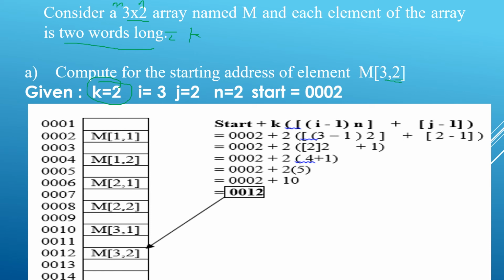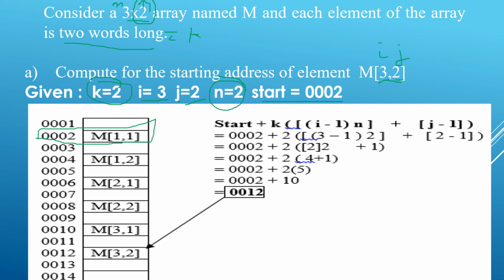Again, 3, 2. So, at row 3, column 2. So, we refer to i for the first subscript and the second subscript for the j. Okay? So, we want to know the address at row 3, column 2. So, that's the value of i and j respectively. And then the n, titingin ka dun sa size ng array. So, n is equal to 2. And then the starting address, kung nasaan nakalocate yung first element. So, starting address of the first element is at 0002.